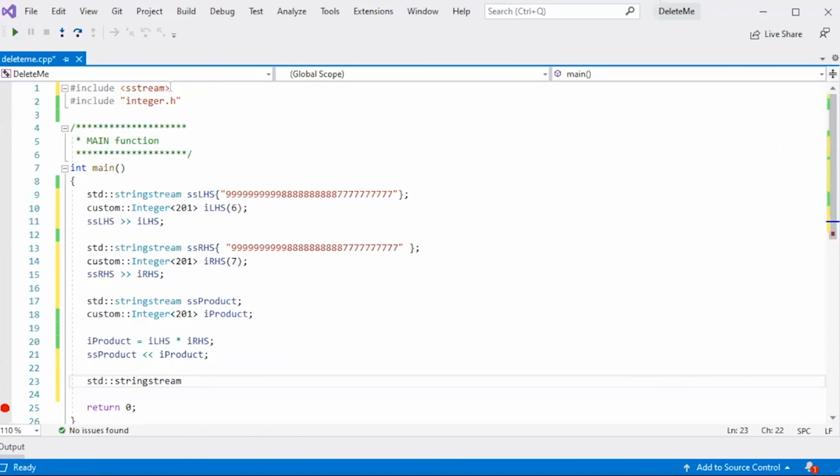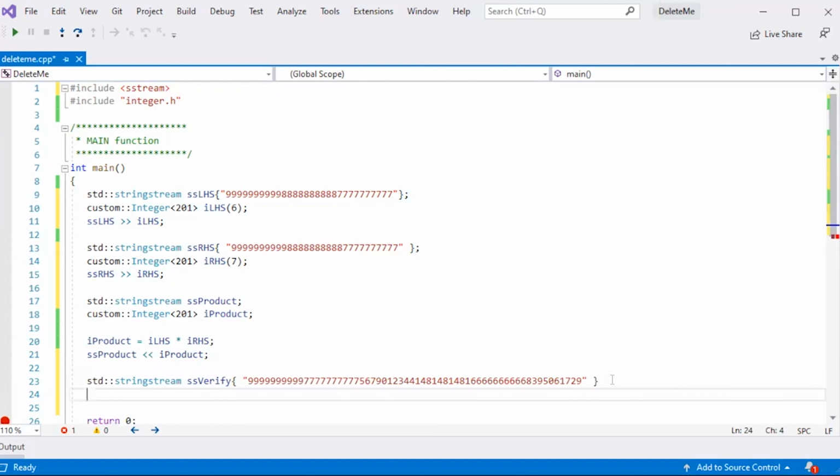Now what I want to do is verify that this actually works. So I'm going to have string stream verify, and then I'm going to go into Python and take that huge number that we did there and paste it into here. And hopefully these two things should be the same. Well, let's see if it's true.